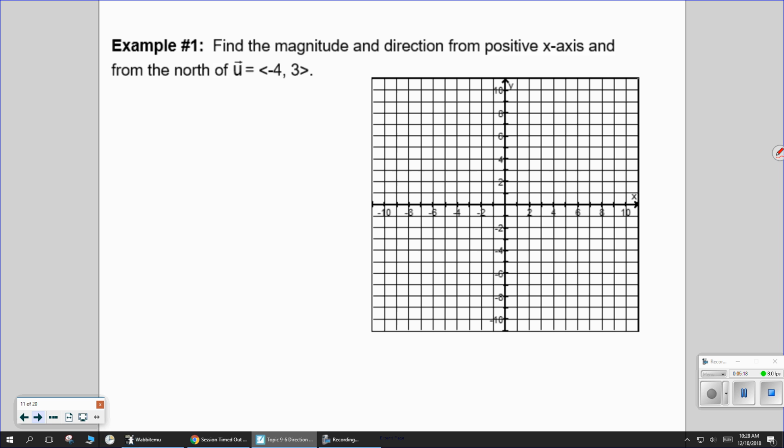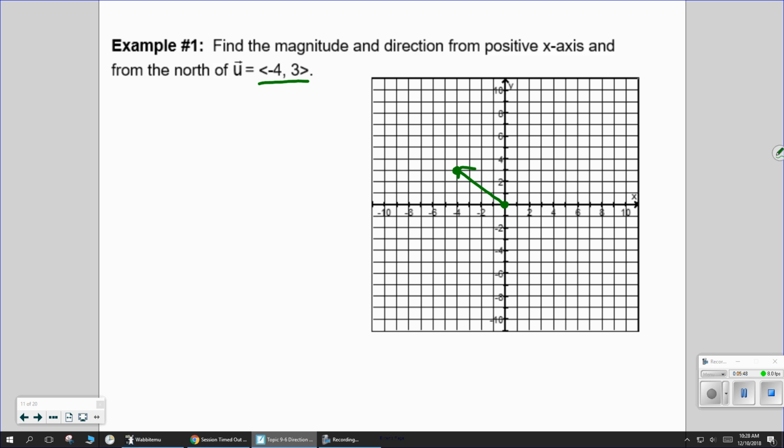In example 1, we want to find the magnitude and the direction from the positive x-axis and from the north for vector u. So vector u in component form is -4, 3. Let's remember from the last lesson that if it's given to you in component form, then the initial point is going to be at 0, 0. So I'm going to start at 0, 0, and my terminal point will be at -4, 3, because my horizontal change is -4, and my vertical change is 3.